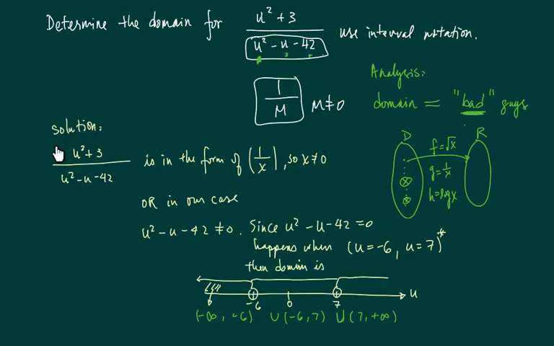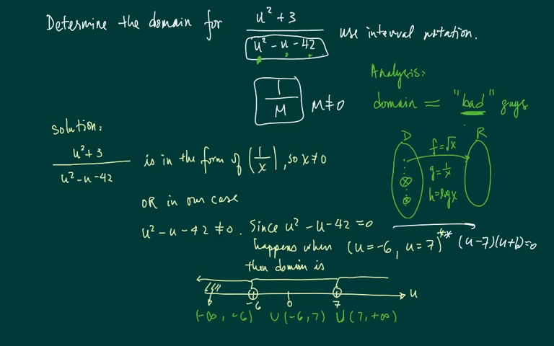Alright, so here's the solution. The function itself is in the form of 1 over x, so we want to make sure the denominator does not equal 0. In order to ensure that, we need to find out when it happens to be equal to 0. Now this one is pretty easy, because if you factor this out, you have (u minus 7) times (u plus 6) equal to 0.